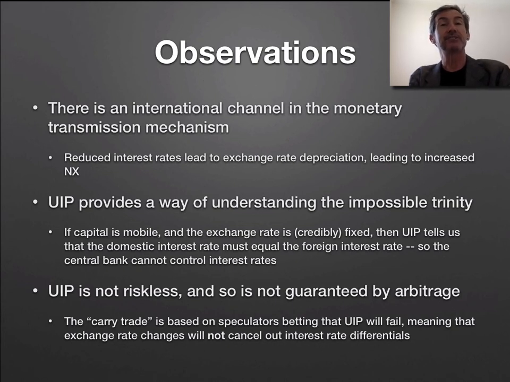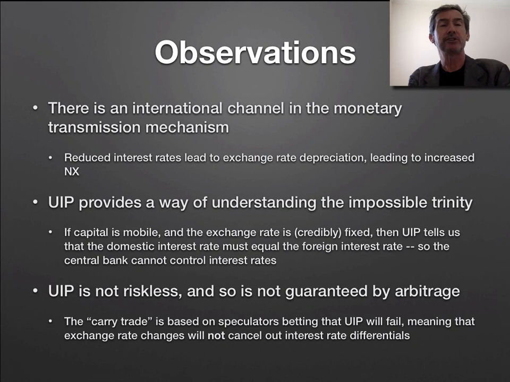The second implication is that there's an international channel in the monetary transmission mechanism. So now if we reduce interest rates, we know that that's going to lead to an exchange rate depreciation, which will tend to boost exports, will tend to lead to lower imports. So we'll tend to see increased net exports. So that component of aggregate expenditure will tend to go up.